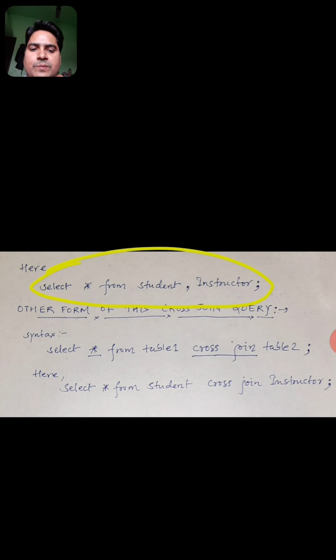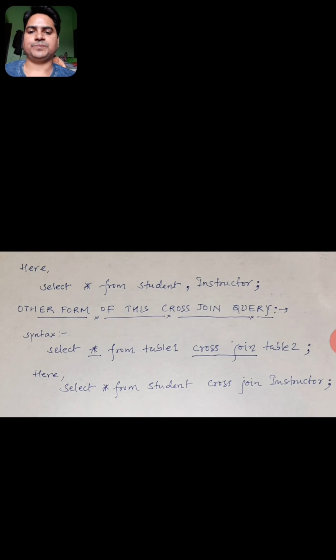Another form of this cross join query may be written as select star from table 1, cross join table 2. The syntax is select star from the first table name. So cross join is a clause to join the tables in Cartesian product form. Table 1 and table 2 are joined. The query may be written as select star from student, the first table name being student, cross join instructor. So that's all.